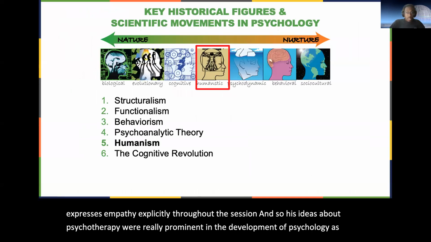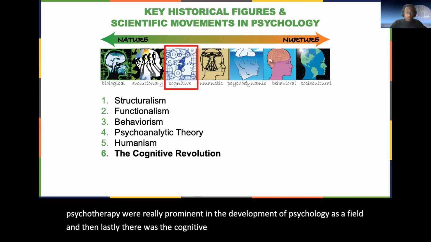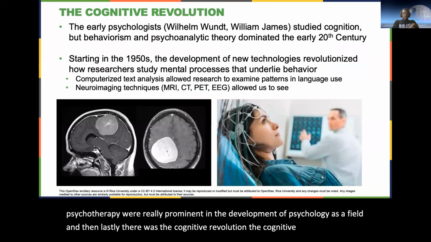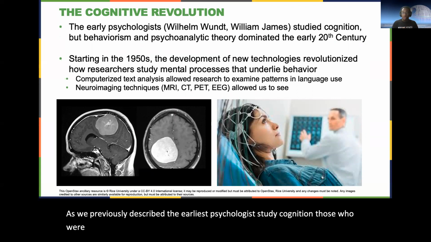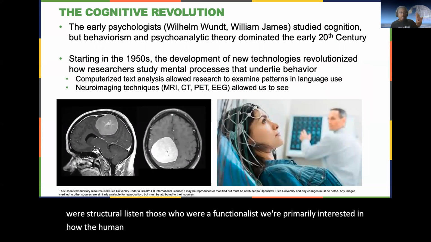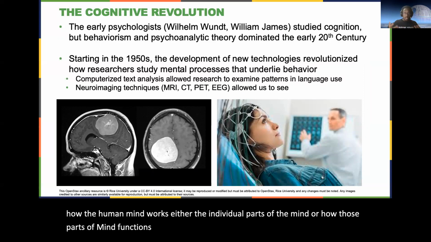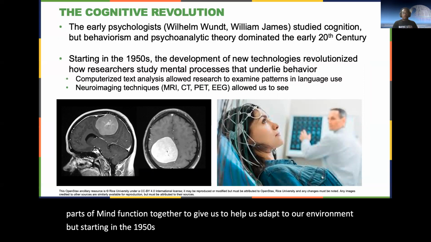And then lastly, there was the cognitive revolution. As we previously described, the earliest psychologists studied cognition. Those who were structuralists and those who were functionalists were primarily interested in how the human mind works, either the individual parts of the mind or how those parts of the mind function together to help us adapt to our environment. But starting in the 1950s, the development of new technologies completely revolutionized how people study the mind and behavior.